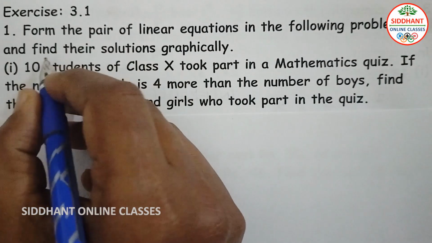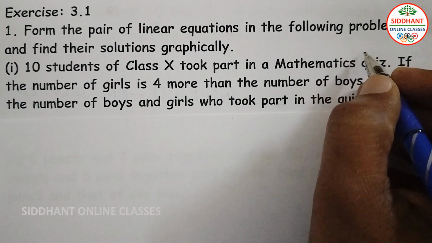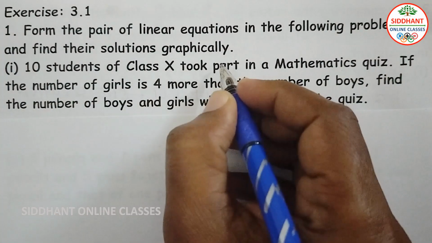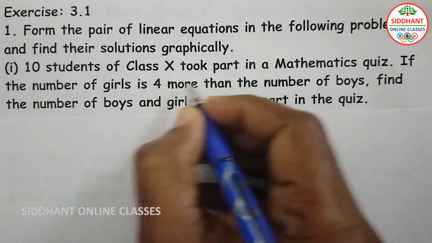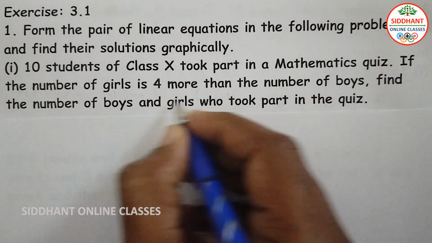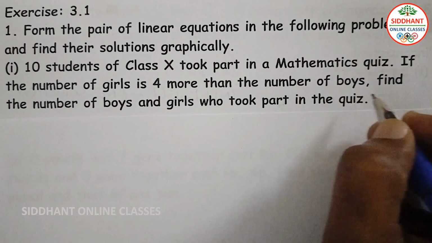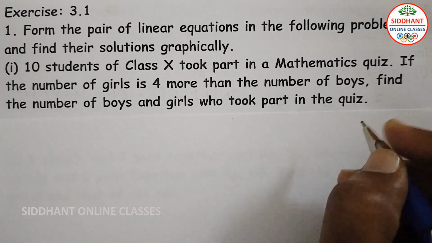Exercise 3.1, question number 1. Form the pair of linear equations in the following problems and find their solutions graphically. First one, 10 students of class 10 took part in a mathematics quiz. If the number of girls is 4 more than the number of boys, find the number of boys and girls who took part in the quiz.